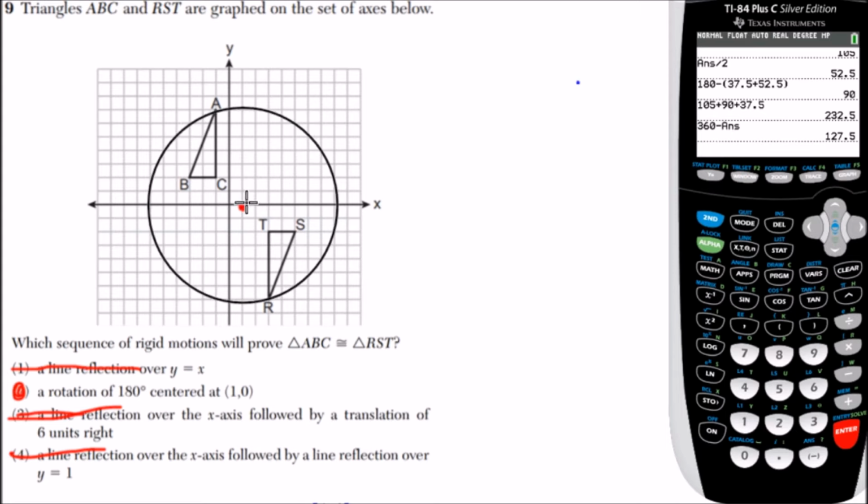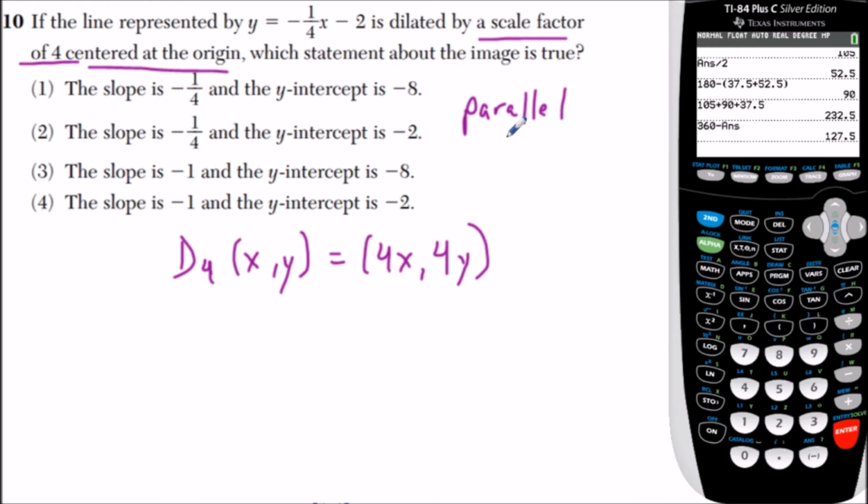Now for question 10, we have another repeat topic where I have dilations again, but now the scale factor is 4 centered at the origin. So if we're doing a dilation of 4 centered at the origin, that means any point when we dilate it is just going to be 4 times the x and then 4 times the y. So then, same idea as before. When we dilate lines, dilated lines are parallel, and we need to know that parallel lines have equal slopes.